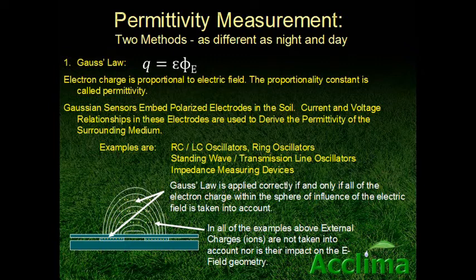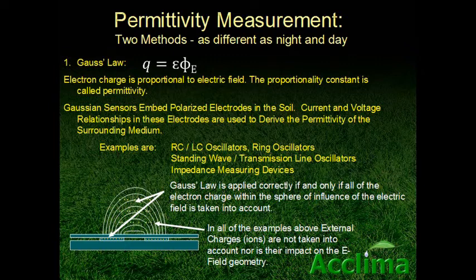They can be classed as Gaussian sensors because they approximate soil permittivity from Gauss's law, which relates electron charge or charge movement, which is current, to electric field, which is related to voltage. Permittivity is then approximated as a proportionality constant relating charge movement to alternating field magnitude. Even though these devices use widely differing electronic circuits and sensor geometries, they are all dependent upon or influenced by Gauss's law, in that their derivation of permittivity is based on current and voltage amplitude and phase relationships.